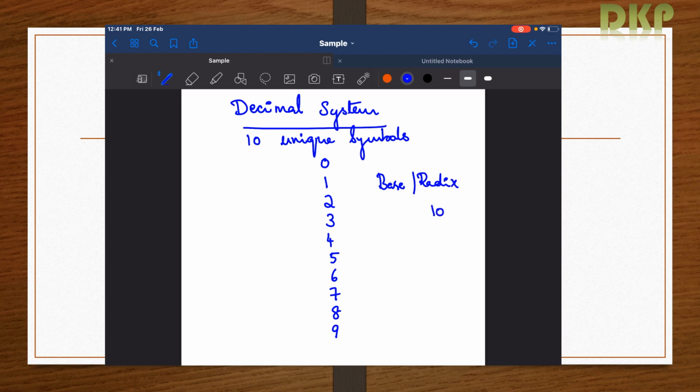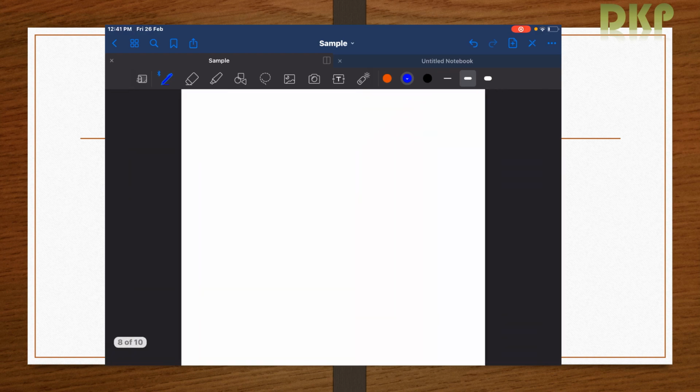And it is a positional weighted system. So what is a positional weighted system? What is the meaning of it? It means the value attached to a symbol depends on its location with respect to the decimal point.